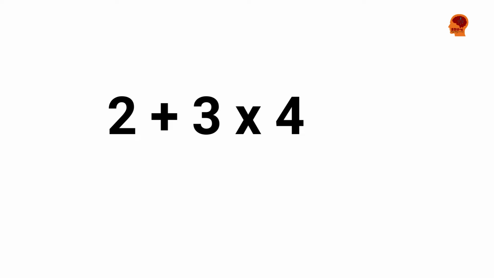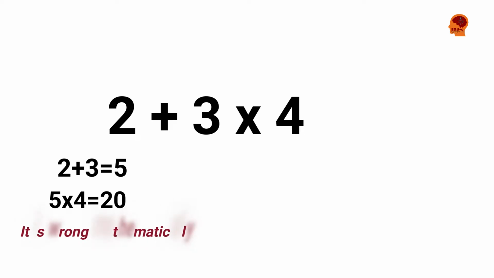Now let's take a look at this example. We have 2 plus 3 times 4. I know you have concluded that the answer is 20. That means you must have solved from left to right. That is 2 plus 3, that's 5, times 4. But I will tell you that you are wrong. Now, why are you wrong?